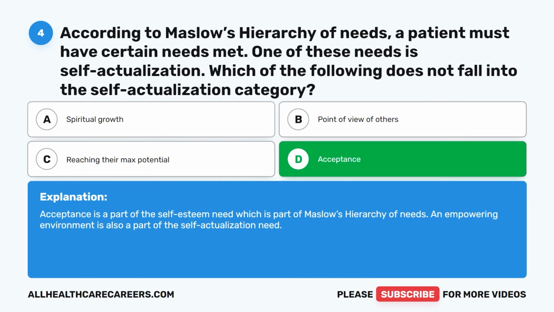Acceptance. Acceptance is a part of the self-esteem need, which is part of Maslow's hierarchy of needs. An empowering environment is also a part of the self-actualization need.